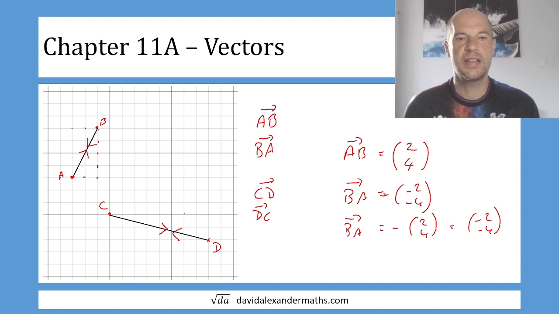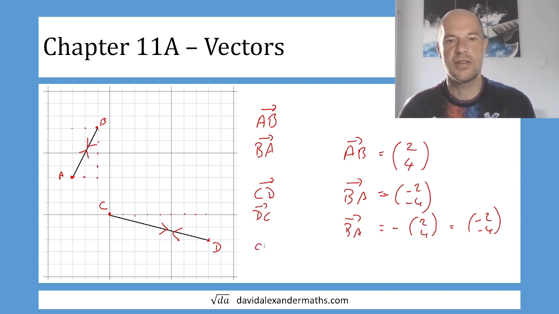To go from C to D, that is 1, 2, 3, 4, 5, 6, 7, 8 across. So C to D, that would be the vector with 8 because we're going to the right, and then 2 down because we're going down, that would be -2. And therefore the vector D to C would be the opposite. That would be (-8, 2).